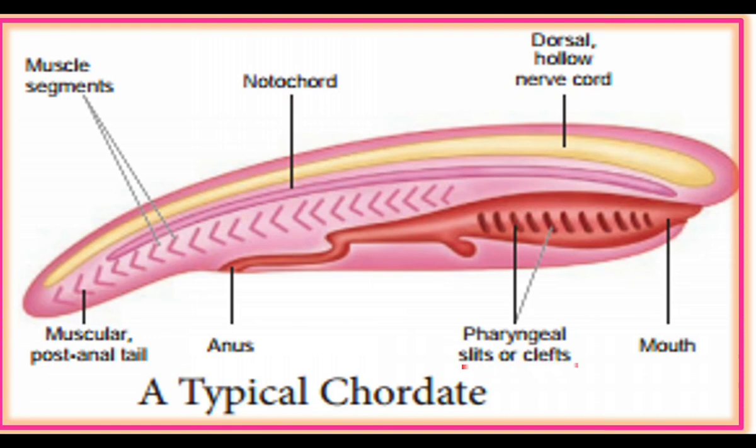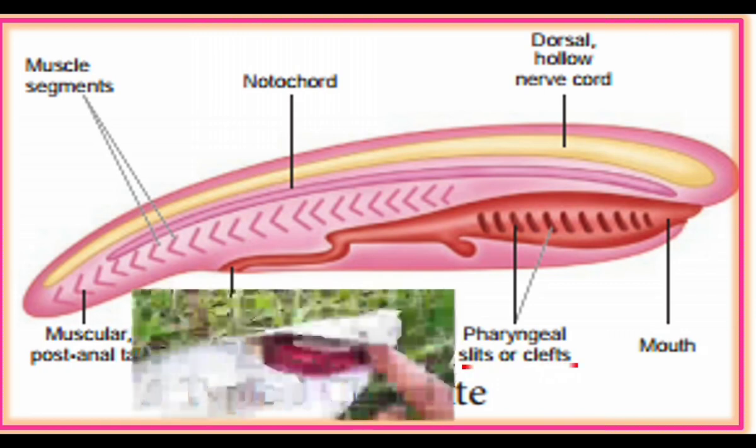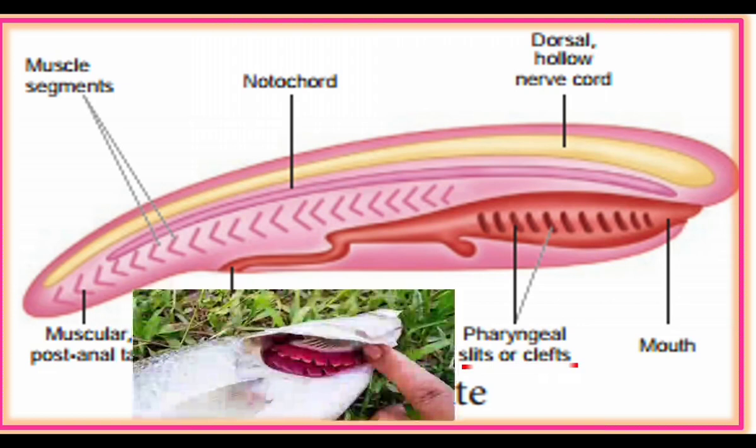Pharyngeal gill slits are openings on the pharynx which communicate to the exterior. In most of the chordates before the birth, the pharyngeal gill slits disappear. But in fishes, the pharyngeal gill slits are permanent. The gills are the respiratory organs. Notochord, nerve cord, and pharyngeal gill slits are the common characters of chordate animals.